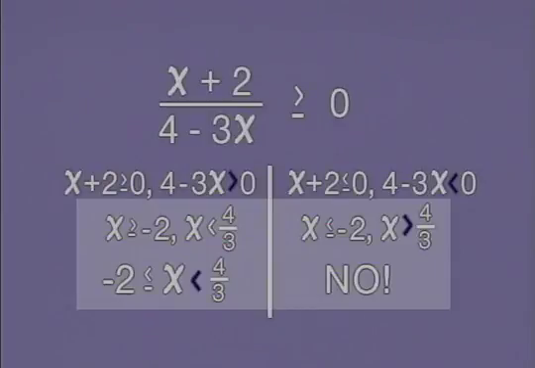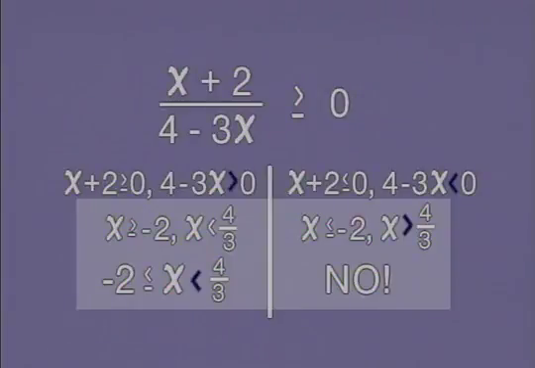On the other hand, the solution on the other side is x is less than or equal to -2 and x is greater than 4/3. That is impossible. You can't be in two places at once, so notice again the no with the exclamation point to indicate this is not a solution. Thus, our solution is -2 is less than or equal to x is less than 4/3.